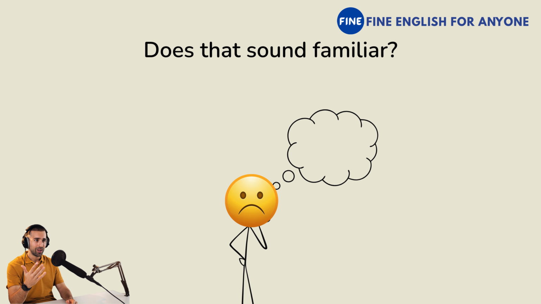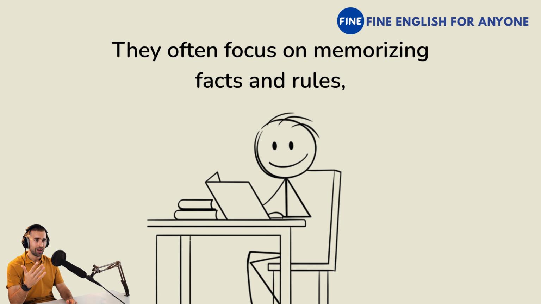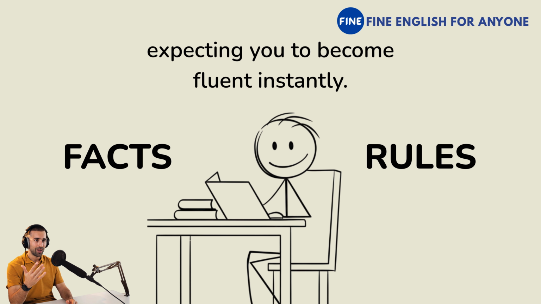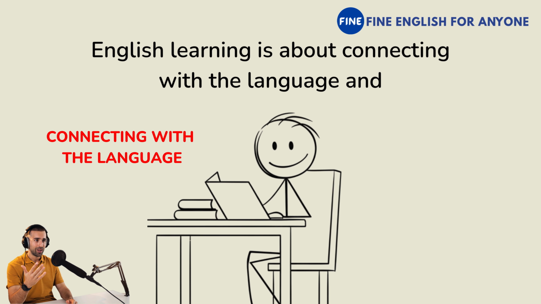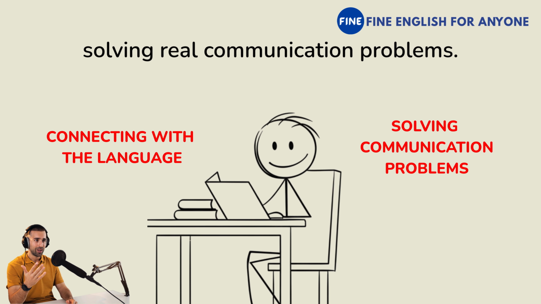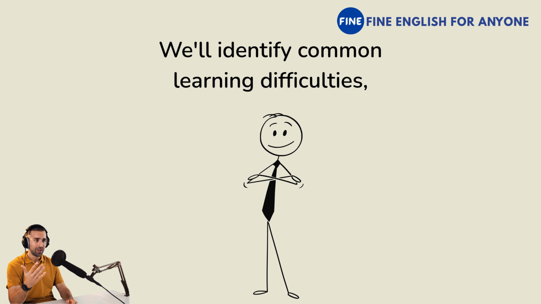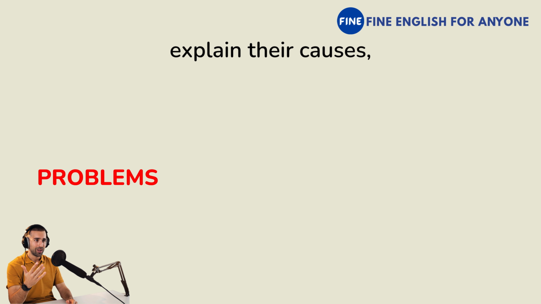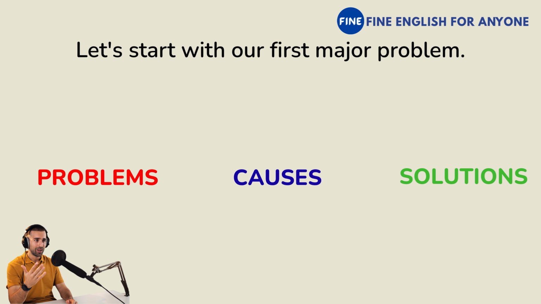Does that sound familiar? Many traditional English learning methods can be uninspiring. They often focus on memorizing facts and rules, expecting you to become fluent instantly. However, effective English learning is about connecting with the language and solving real communication problems. That's exactly what we'll do today. We'll identify common learning difficulties, explain their causes, and provide practical solutions to help you improve. Ready to change how you learn English? Let's start with our first major problem.